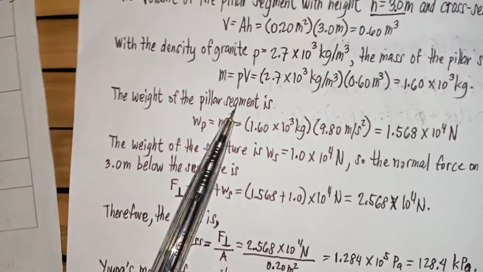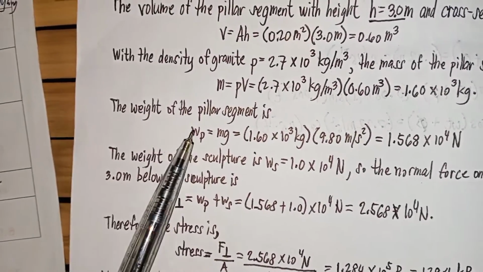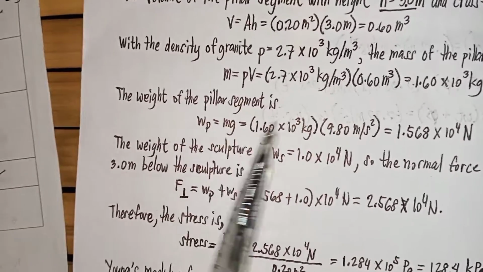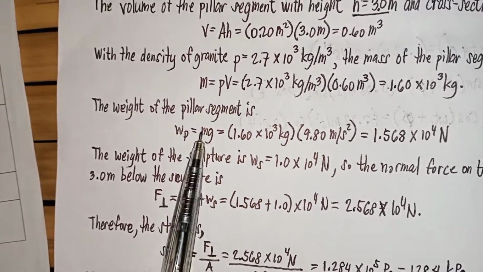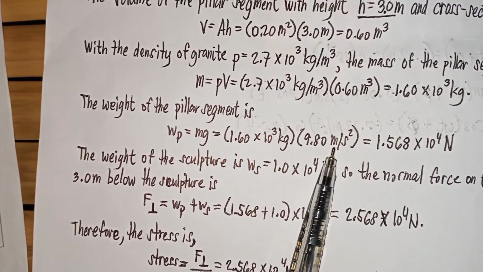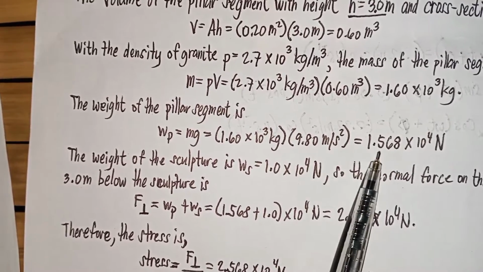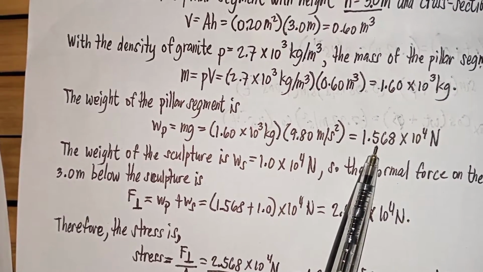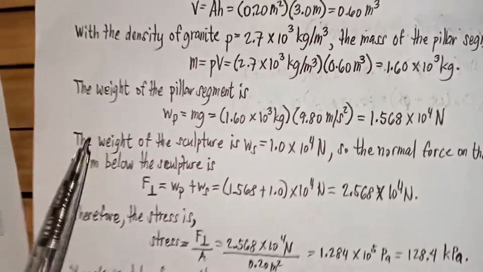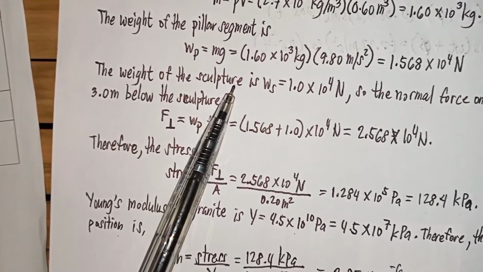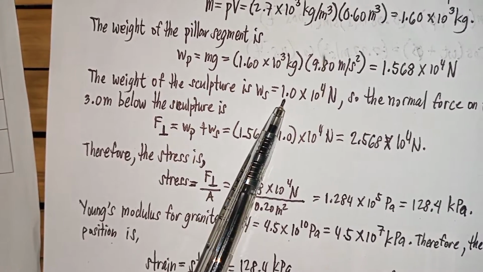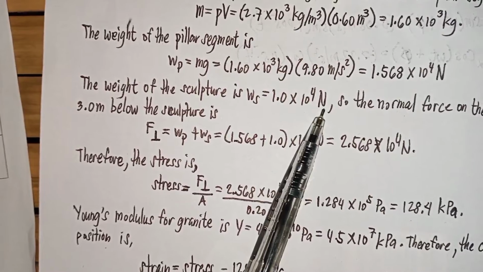And the weight of the pillar segment is Wp equals mg equals, substitute the value of m and the value of g, which is 9.80 meters per second squared, equals 1.568 times 10 to the power of 4 newtons. So the weight of the sculpture is Ws equals 1 times 10 to the power of 4 newtons.